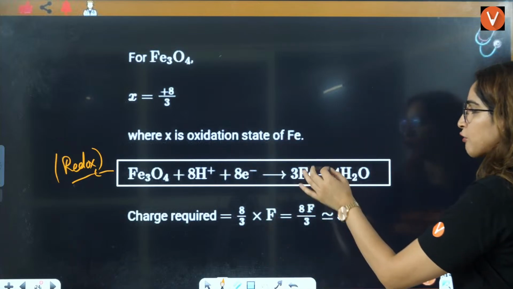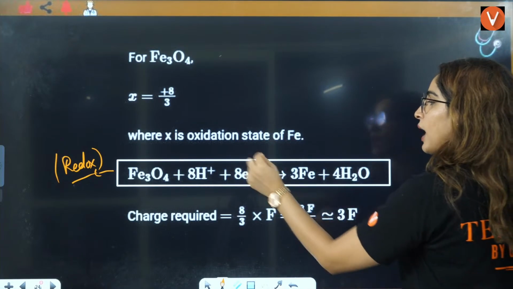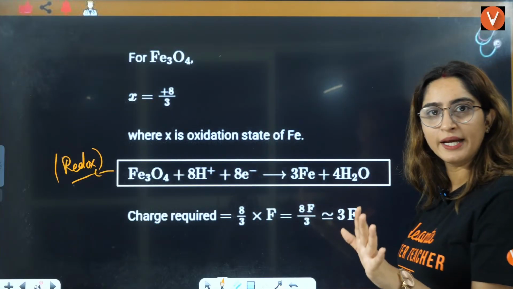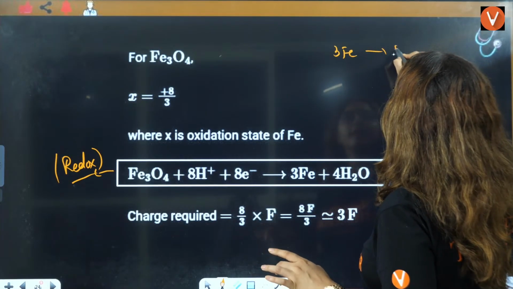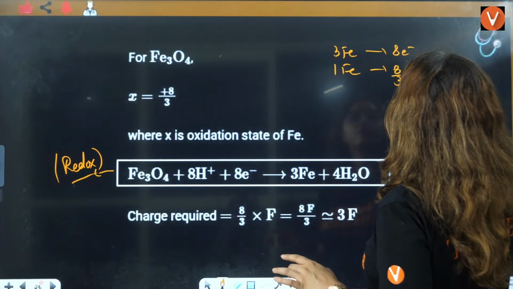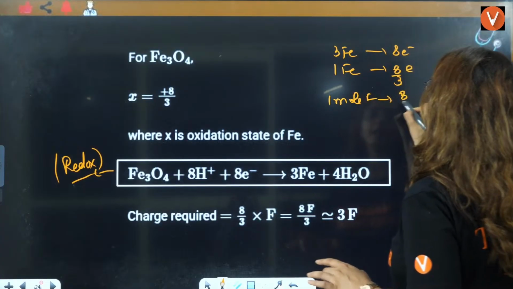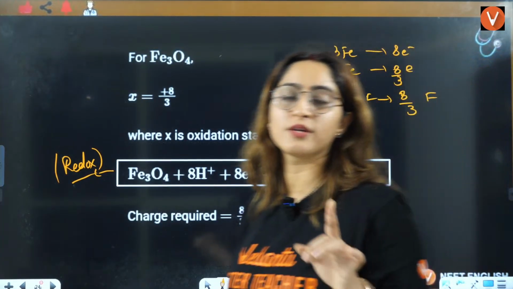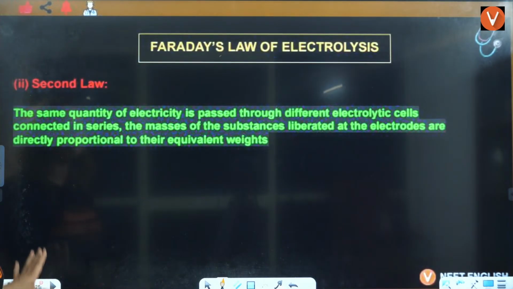Now, once you know how to balance, then you can just simply say for 3 iron, you have 8 electrons gained. For 1 iron, 8 by 3 will be gained. So that means for 3 iron, you have 8 electrons. For 1 iron, you will have 8 by 3 electrons. For 1 mole of iron, you will have 8 by 3 Faraday, because 1 mole of electron is nothing but Faraday. Okay, right? So that's how you can answer this.